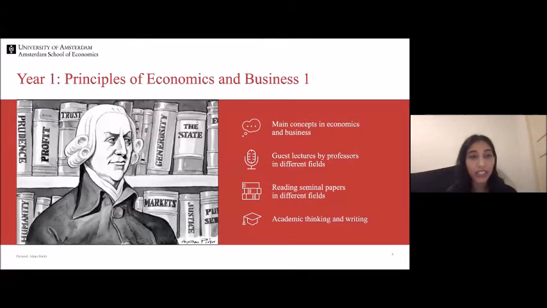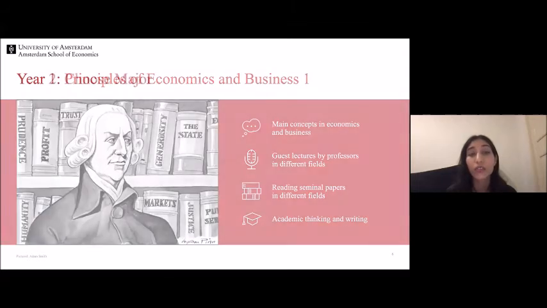So in each week, there's a guest lecture of a top economist specialized in their topic. And these top economists are also active in academia, in industry, and governmental bodies, right? So furthermore, students are also exposed to seminal papers in the different fields, and you have to write essays, which stimulates your academic thinking and builds your writing skills.